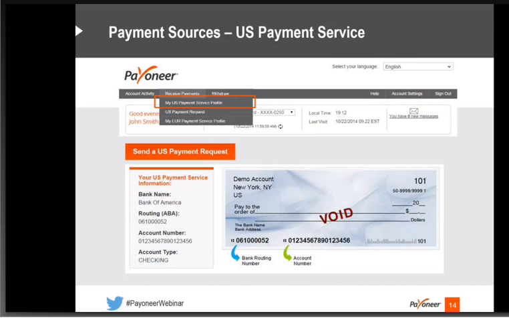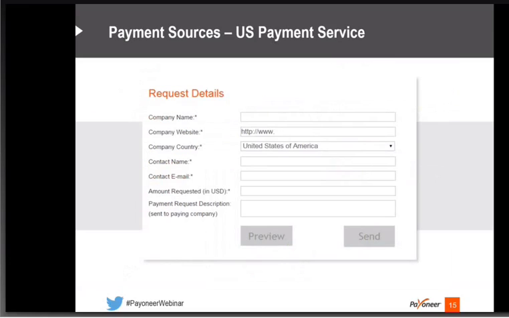There's another service within the U.S. payment service, which is the U.S. payment request. Here you can send a request to a company that you wish to receive payments from. You fill in the details, you send the request, and the company receives it and can pay you to your U.S. payment service.